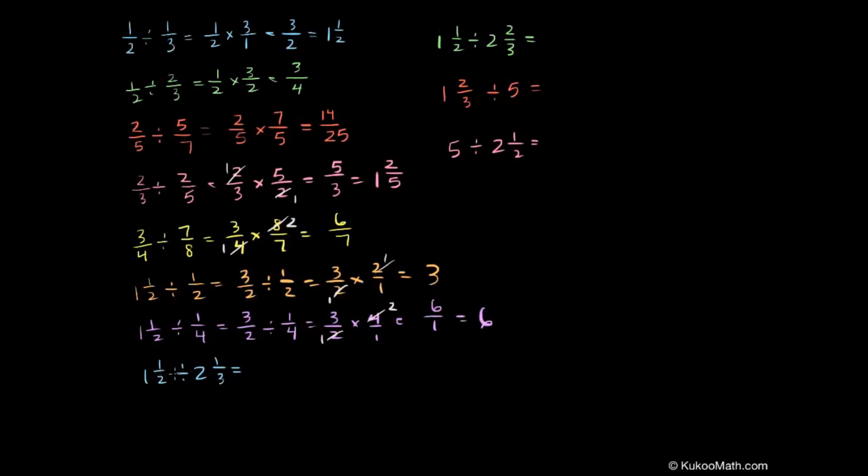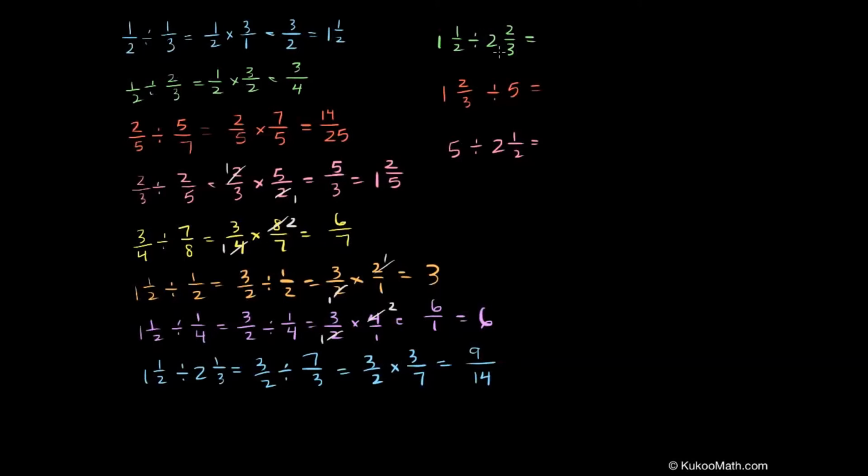Next problem, 1 and 1/2 divided by 2 and 1/3. So that's 3/2 divided by, 3 times 2 is 6 plus 1 is 7, 7/3. Now we can flip. And after we flip, we can't seem to simplify anything. So let's just multiply across. That's 9/14. And that's our answer.